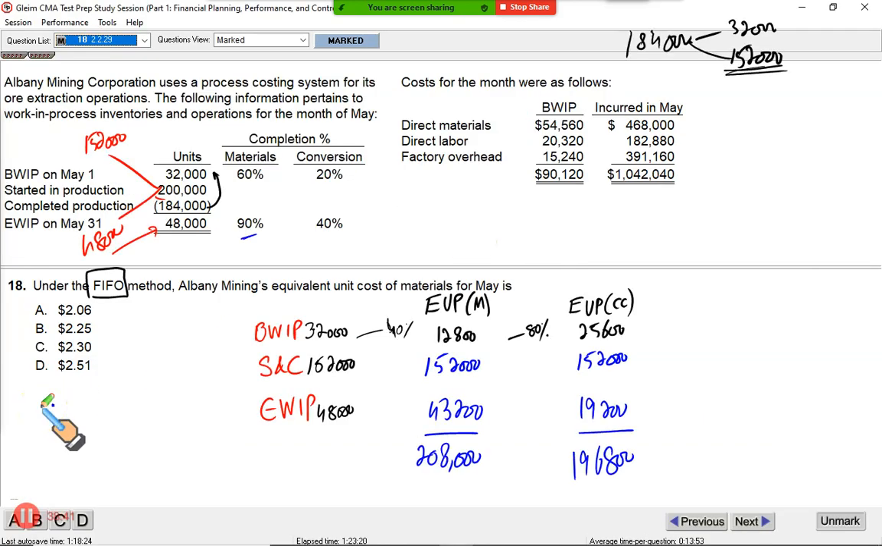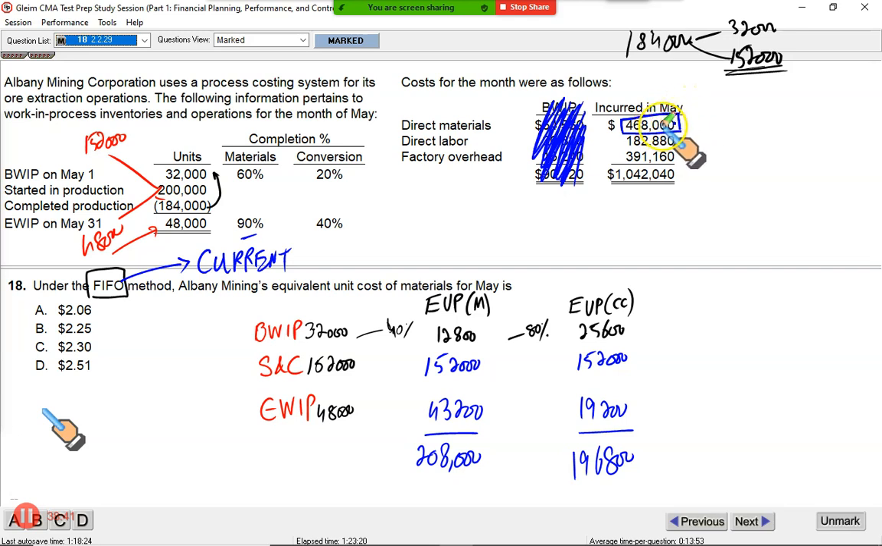Per unit rate: how much material did we add during the current period? Why? Because FIFO considers only the current costs, only the current work. So if you want to calculate the rate for material, I don't care what was in the beginning work in process. In FIFO, I ignore this. I will consider the material added during the current period: 468, the material added during the month of May.